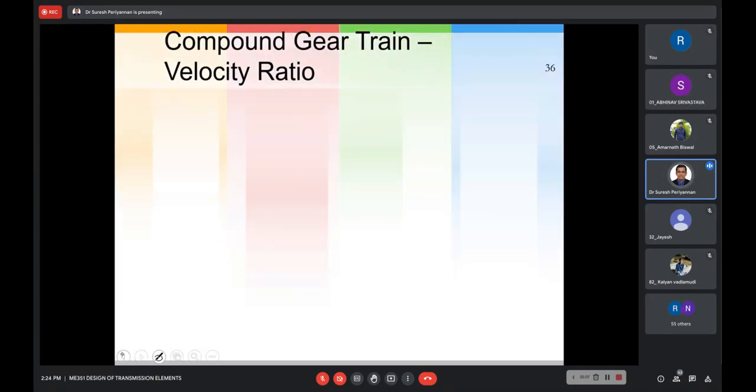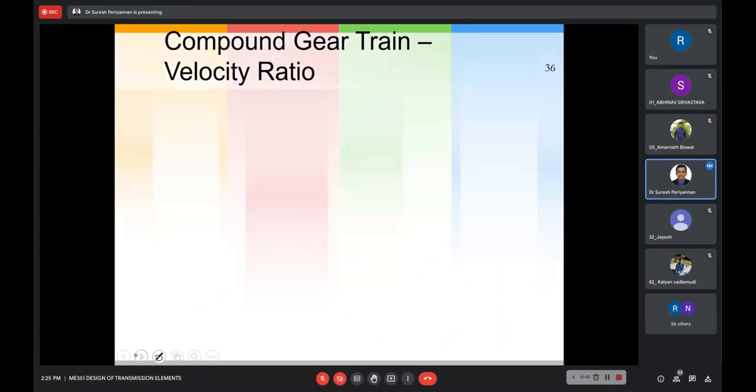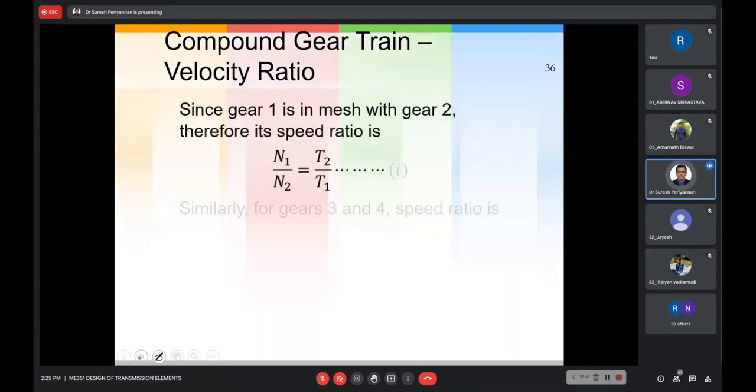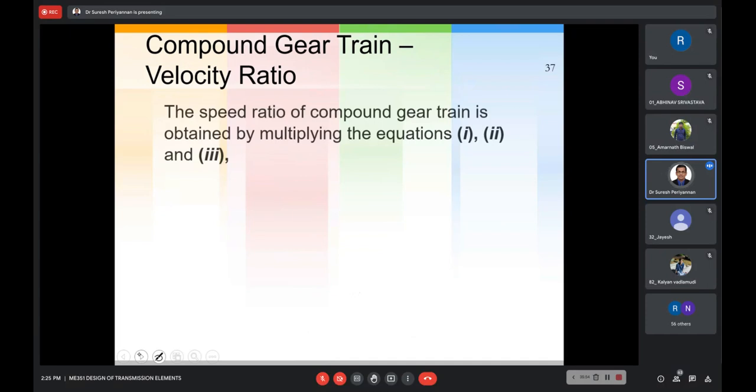Here also we first consider these two sets, one and two, for finding the velocity ratio. Later we consider three and four, then five and six, for finding the speed ratio. Once we obtain the three sets of equations, we can simplify them to get the total gear ratio. Finally, this is the velocity ratio that is obtained.